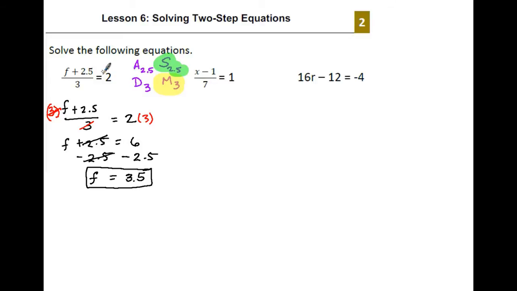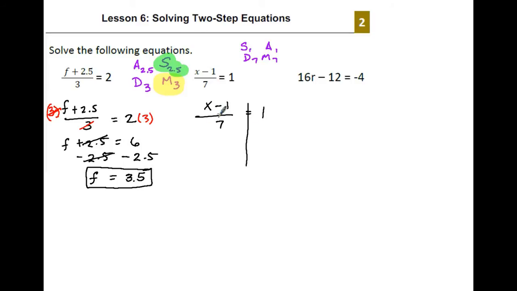Alright, for the second example, we have x minus 1 divided by 7 equals 1. So the operation, if I were to solve for x, I would have to subtract 1 first, then divide by 7. So the opposite would be to multiply by 7 and add 1. Okay, so that's what I would do. So I'm going to go ahead and copy this here. x minus 1 over 7 equals 1. Okay, I'll draw a straight line, that way you guys can see. So first thing is to multiply both sides by 7.